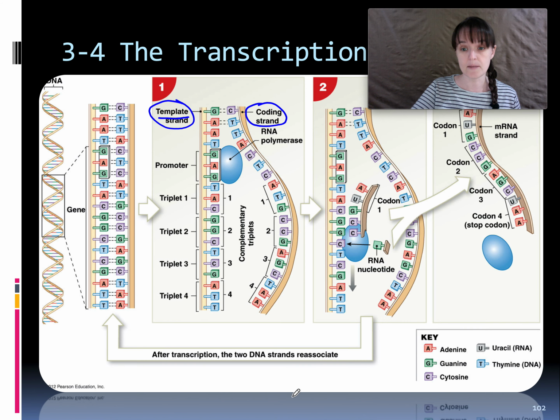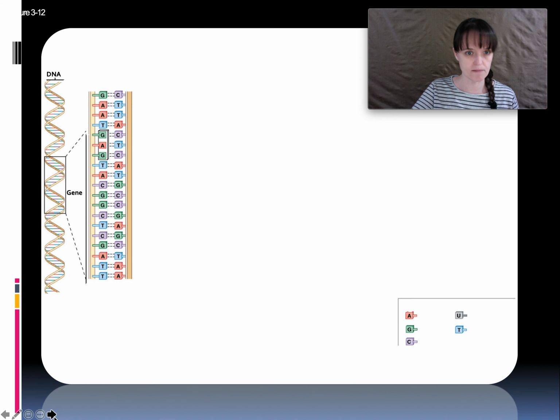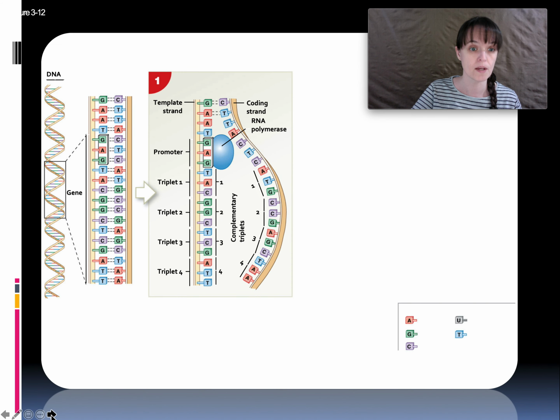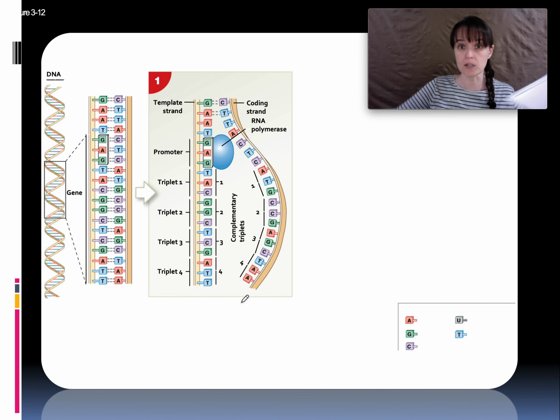Okay, so the steps of transcription. Here's our gene's worth. Here's the whole DNA. And here's one gene's worth that they've folded out flat to draw easier. And step 1 is the DNA unzips. We talked about those hydrogen bonds being weak bonds. You just pull them apart. And the RNA polymerase attaches to the template strand. It attaches to what's called a promoter codon.